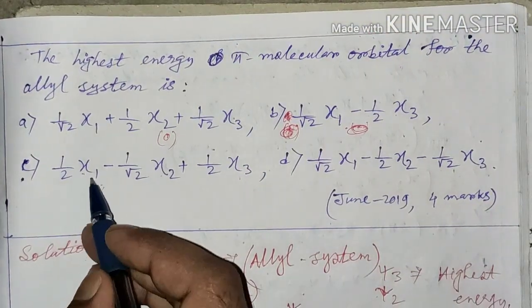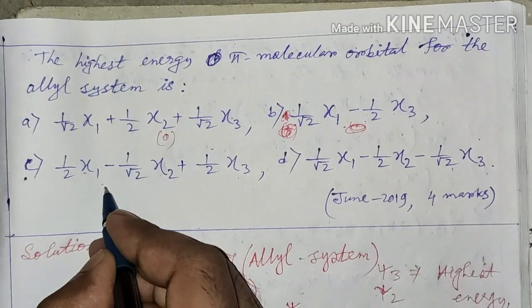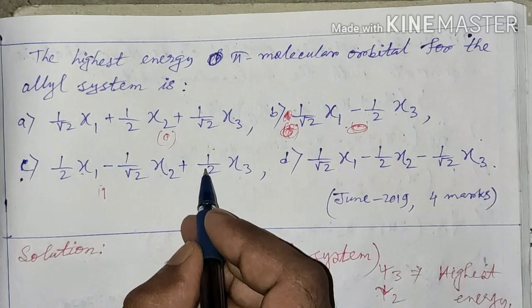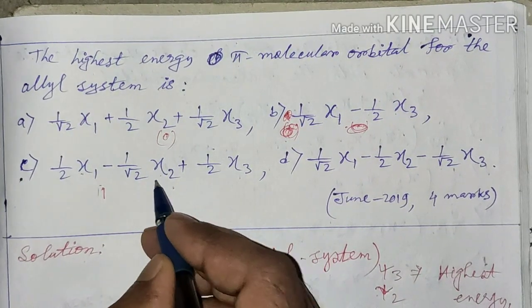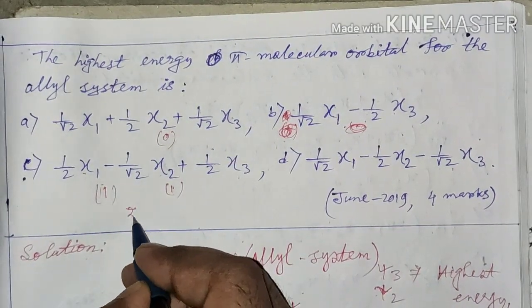For this case, going from carbon 1 to carbon 2 it is changing its sign, that is 1 node, and again from carbon 2 to carbon 3 it is changing its sign, so this also corresponds to 1 node. That is in total 2 nodes.